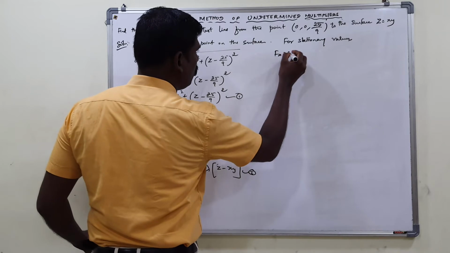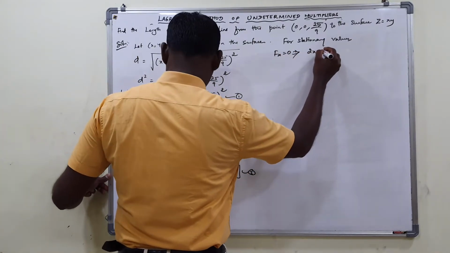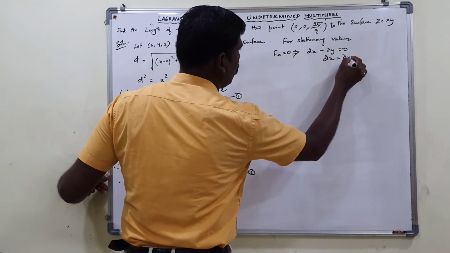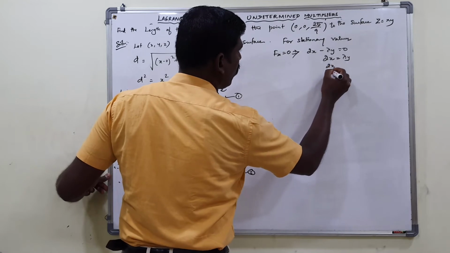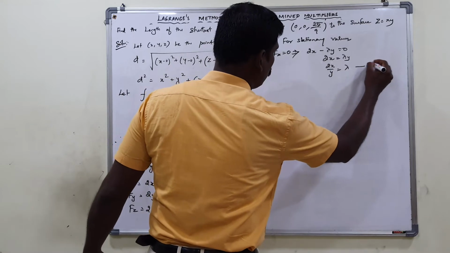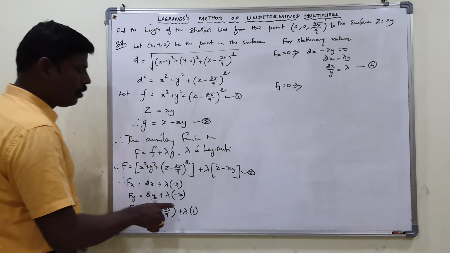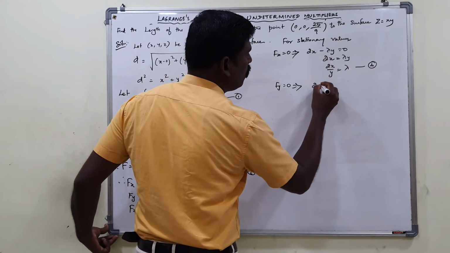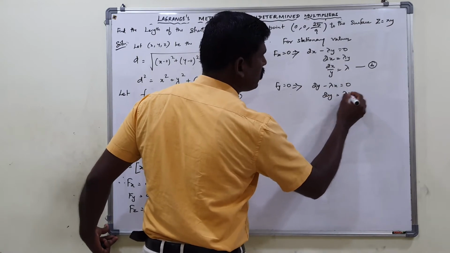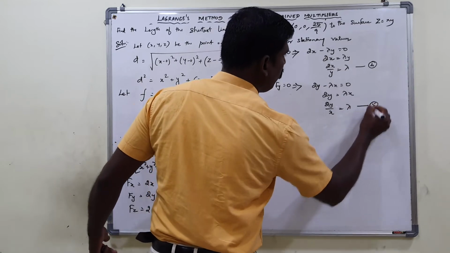equate fx to 0. So 2x minus lambda y equal to 0. So 2x is equal to lambda y. So 2x by y equal to lambda. I call it as equation number 4. Fy equal to 0 implies, what is Fy? 2y minus lambda x. 2y minus lambda x equal to 0. So 2y equal to what? Lambda x. So 2y by x is equal to lambda. I call it as equation number 5.